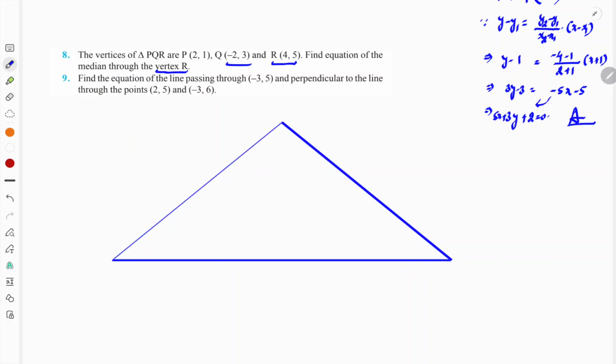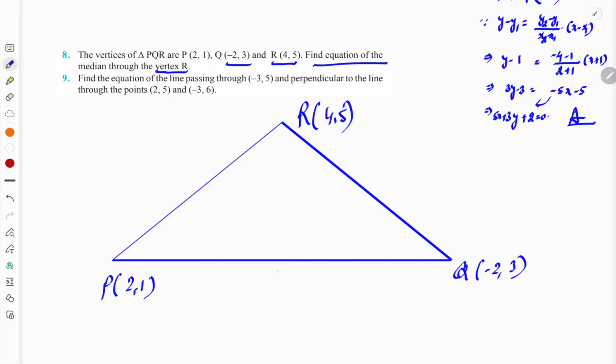So PQR is a triangle. P is given as (2, 1). I've drawn it wrong, so let me draw it again. P is (2, 1), Q is (-2, 3) and R is (4, 5). These are the vertices. We need to find the equation of the median through R.